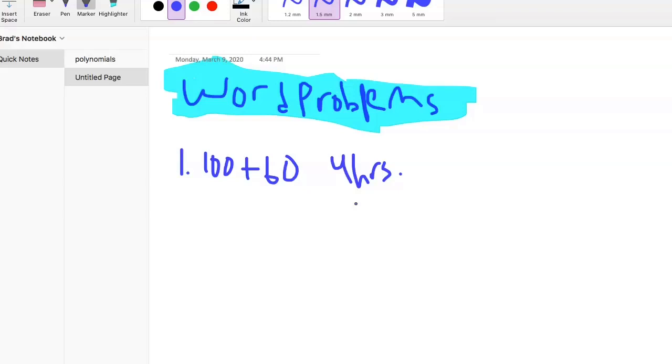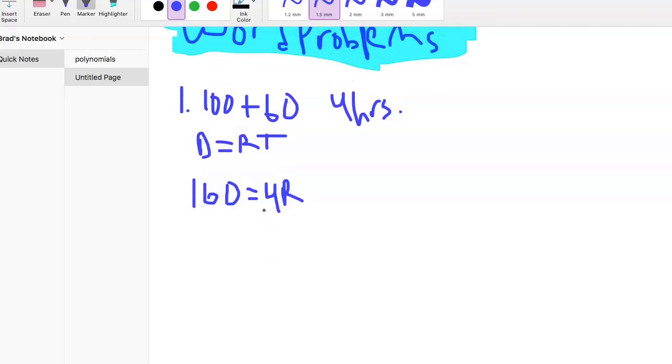When we hear overall speed, we want to be thinking rate. And this equation you must know: distance equals rate times time. So distance, 100 plus 60, we know we went 160 miles, equals rate, which we don't know. That's the speed, what they're asking us. But we do know time. Time was 4 hours. So 4, and we'll just put the rate as an R. We've done all the hard work by putting it into an equation. Now we just need to get that R by itself.